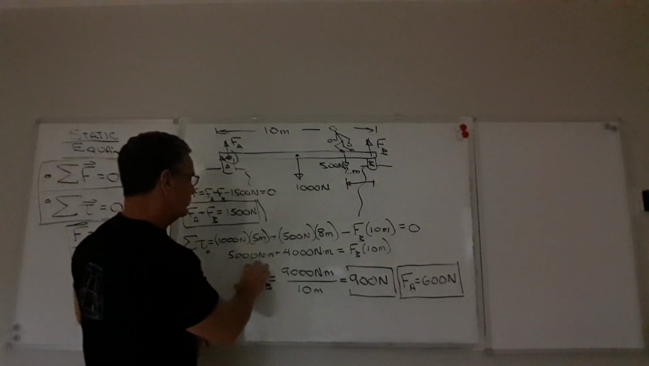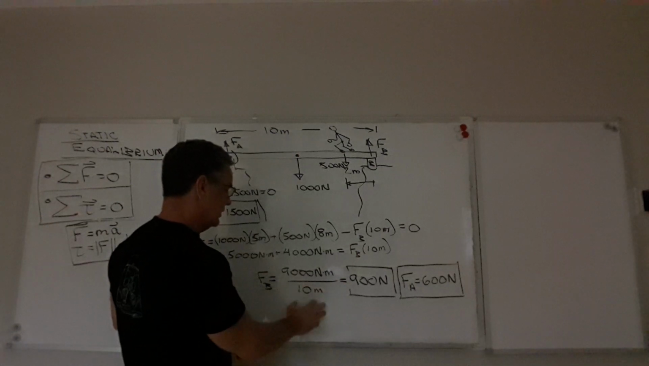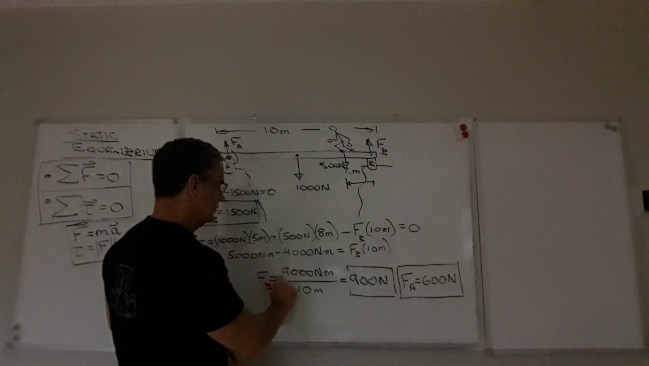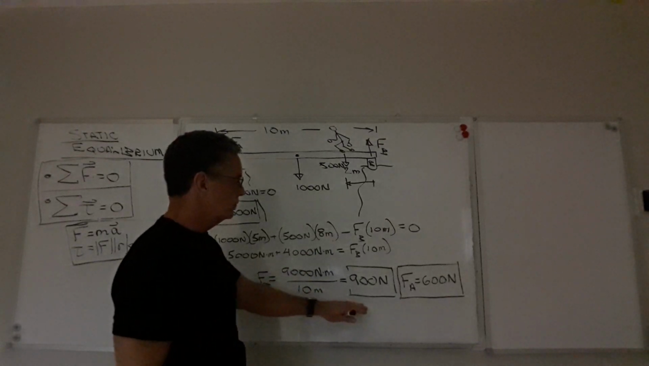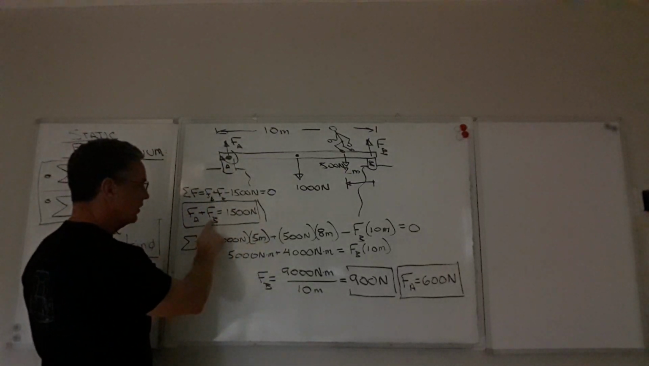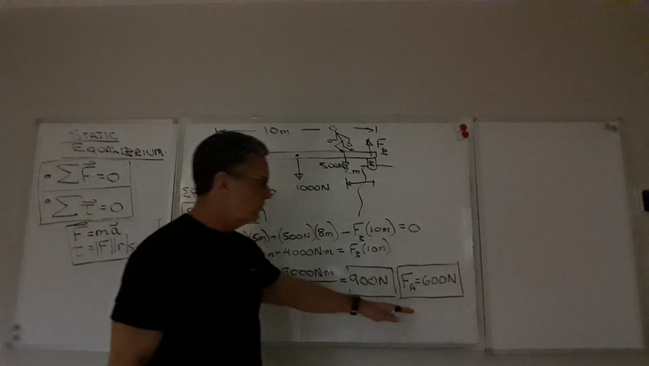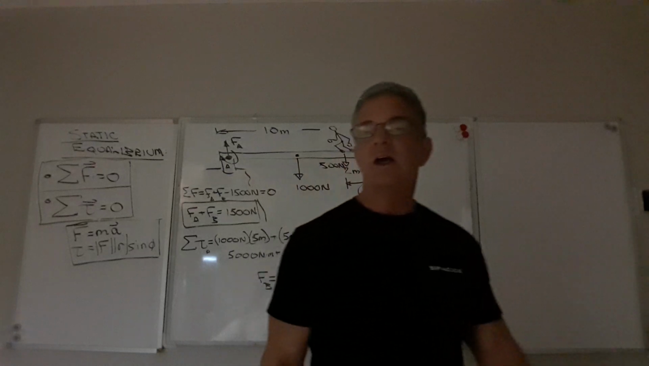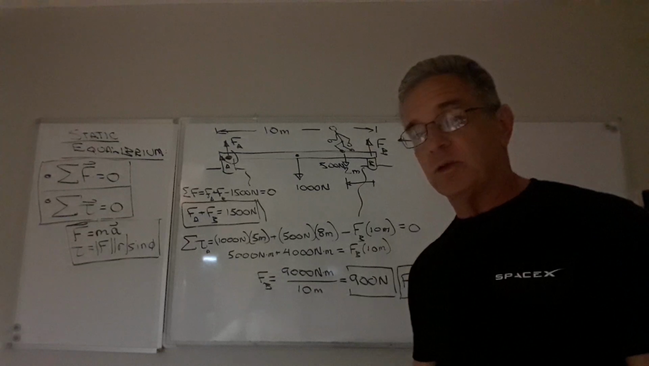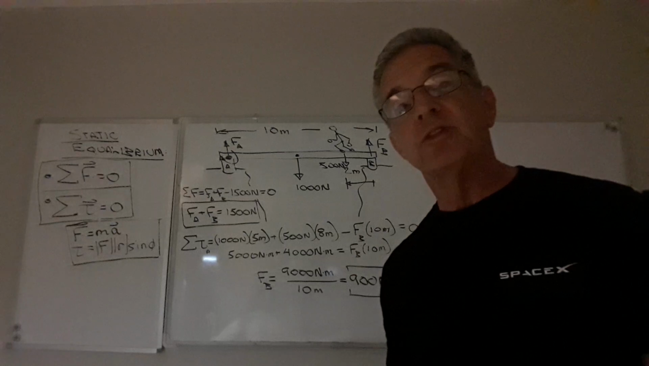So 5,000 newton meters plus 4,000 newton meters is 9,000 newton meters. If we divide through by 10, we get the support force B isolated: 9,000 newton meters divided by 10 meters, which is 900 newtons. And if you plug in 900 newtons right here and subtract it from both sides, you can solve for support force A, which is 600 newtons. So that's an example problem using the two criteria required for static equilibrium. We'll do some more problems in a different video.